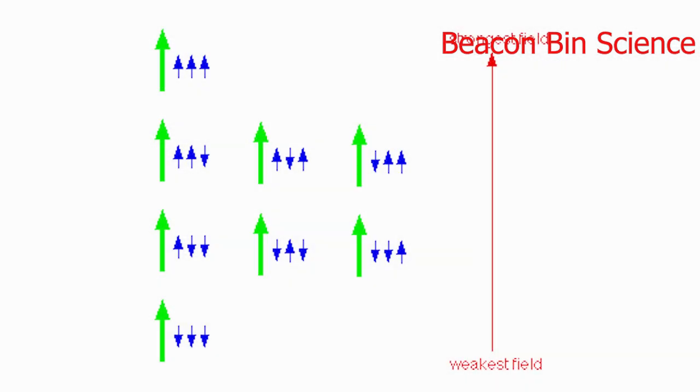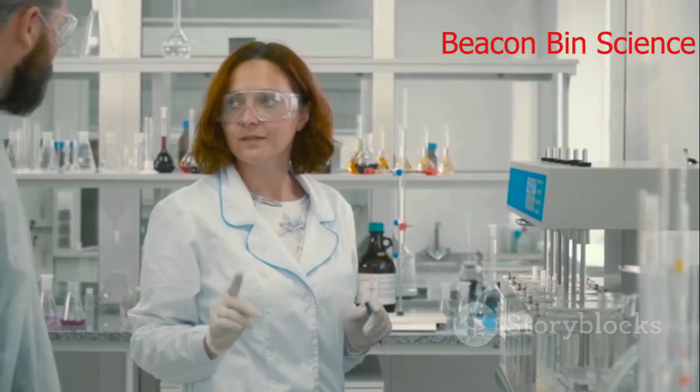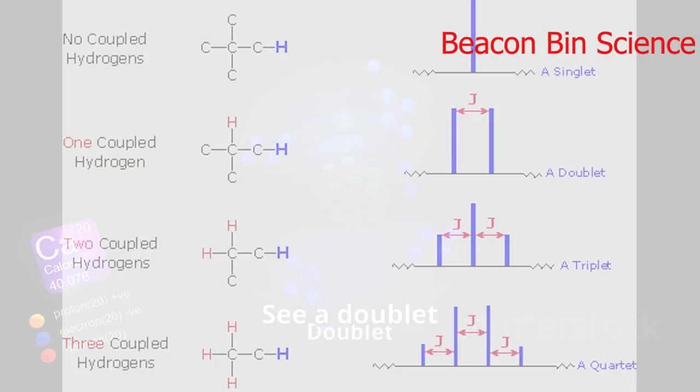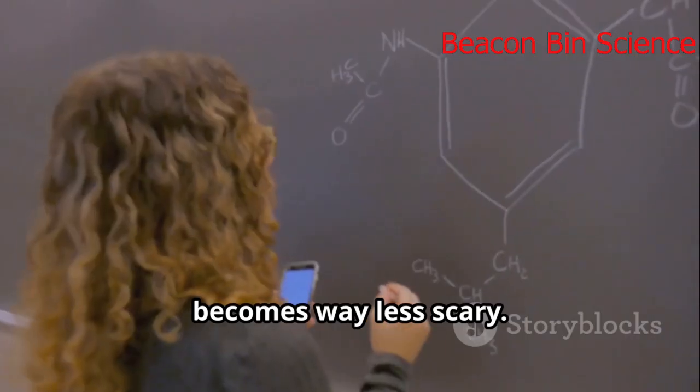More neighbors, more combinations. Not every neighbor counts. Only hydrogens on adjacent carbons. Don't include hydrogens on the same carbon or ones separated by more than 3 bonds. See a doublet, triplet, quartet, you'll know. It's just the n+1 rule in action. Count the neighbors, add one, boom. Once you get this, interpreting NMR becomes way less scary.